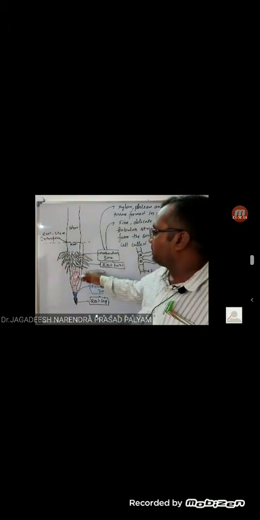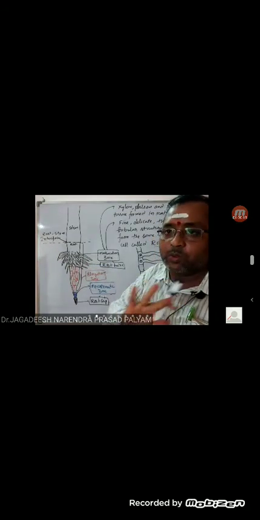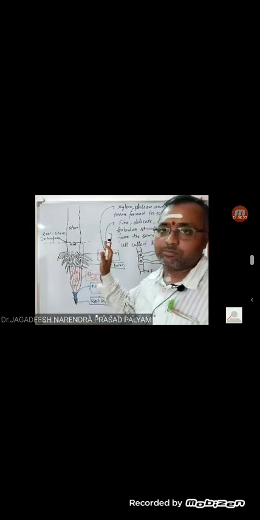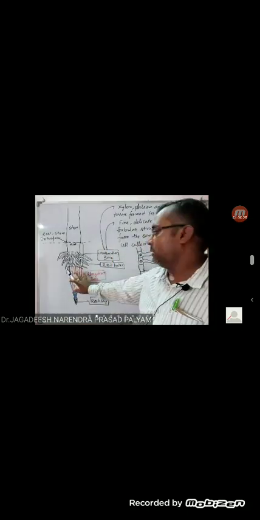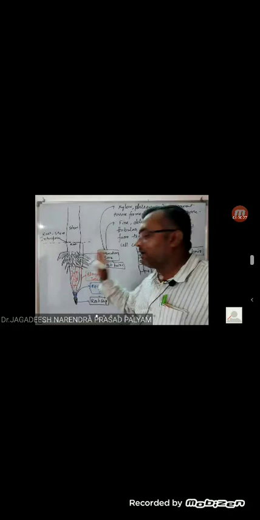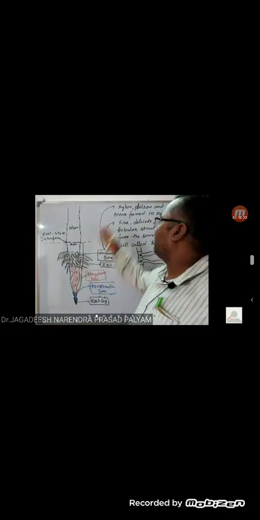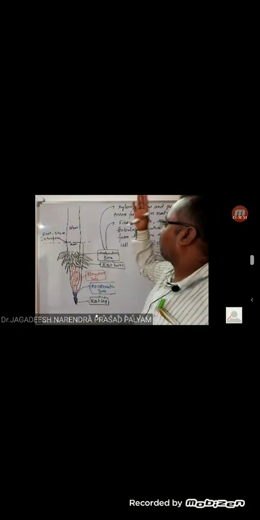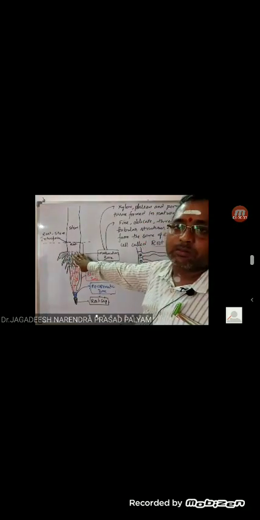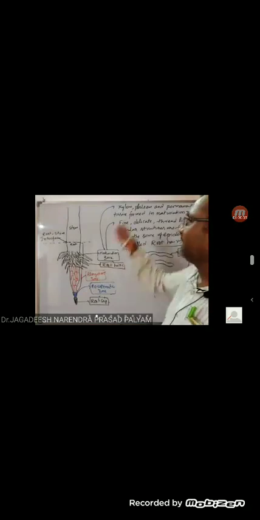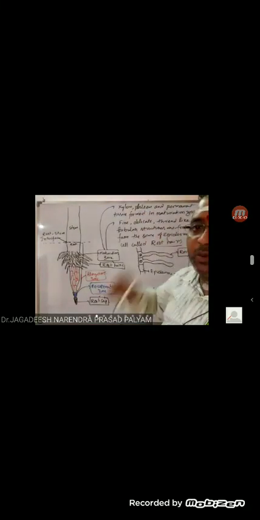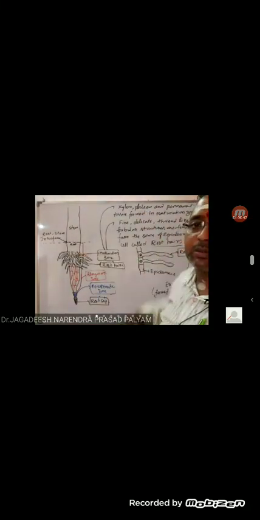Below the maturation zone, there will be no xylem, no phloem. It is only elongating cells, it is only dividing cells. Xylem, phloem, I very clearly wrote here, are formed in the maturation zone. Then why are you again thinking about that? It is very clear here. Xylem and phloem are formed in the maturation zone.